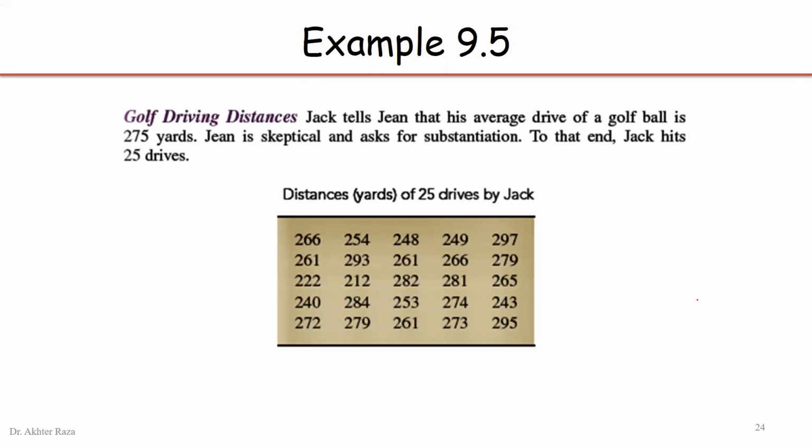Now we have to consider this example. This is the example in which we have the data of the drive of a golf ball, which is 275 yards. This is the average drive. The average value of the golf ball drive is 275 yards. Gene is skeptical and asks for substantiation of that, and Jack hits 25 drives. This is the sample size. The sample size is 25.